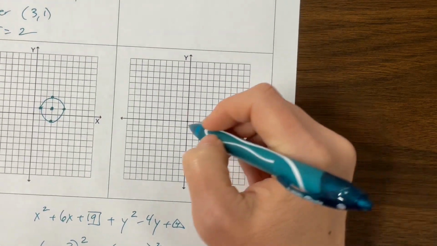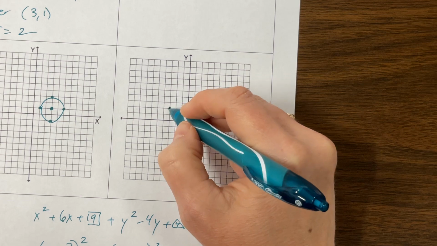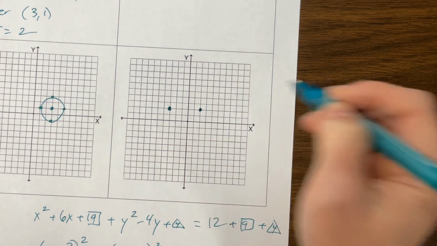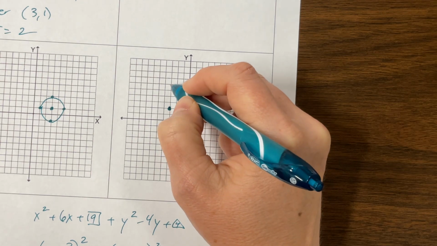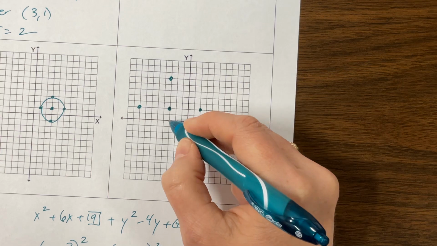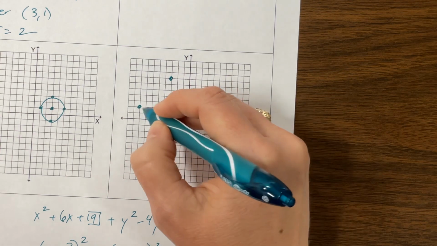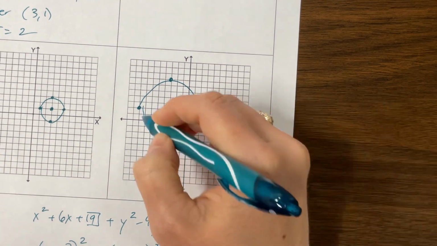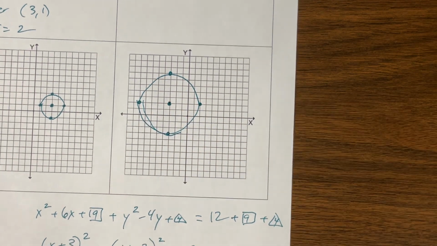Okay, so negative 3, 1, 2, 3, positive 2. Here's the center. Then we're going to go 5: 1, 2, 3, 4, 5, in each direction. I think I can count. Well, I've done worse. And there we go.